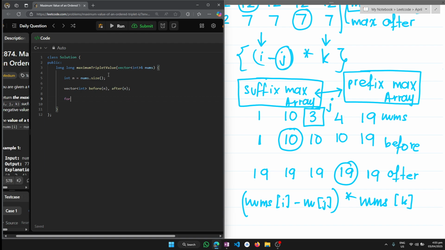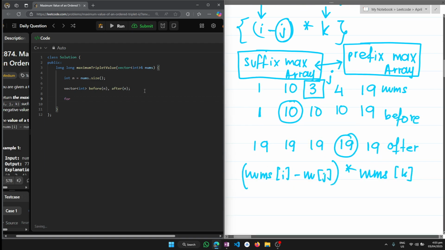Then what do I need to do? How am I going to populate the before and after arrays, right? So let's do something like this. For int i equals 0, i is less than n, i plus plus.